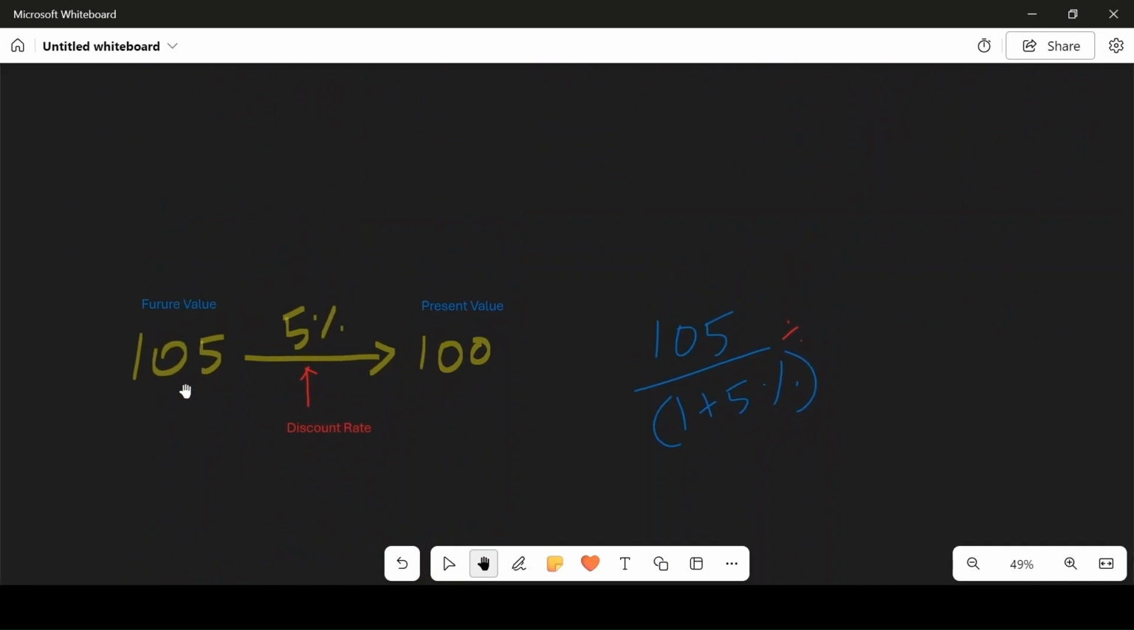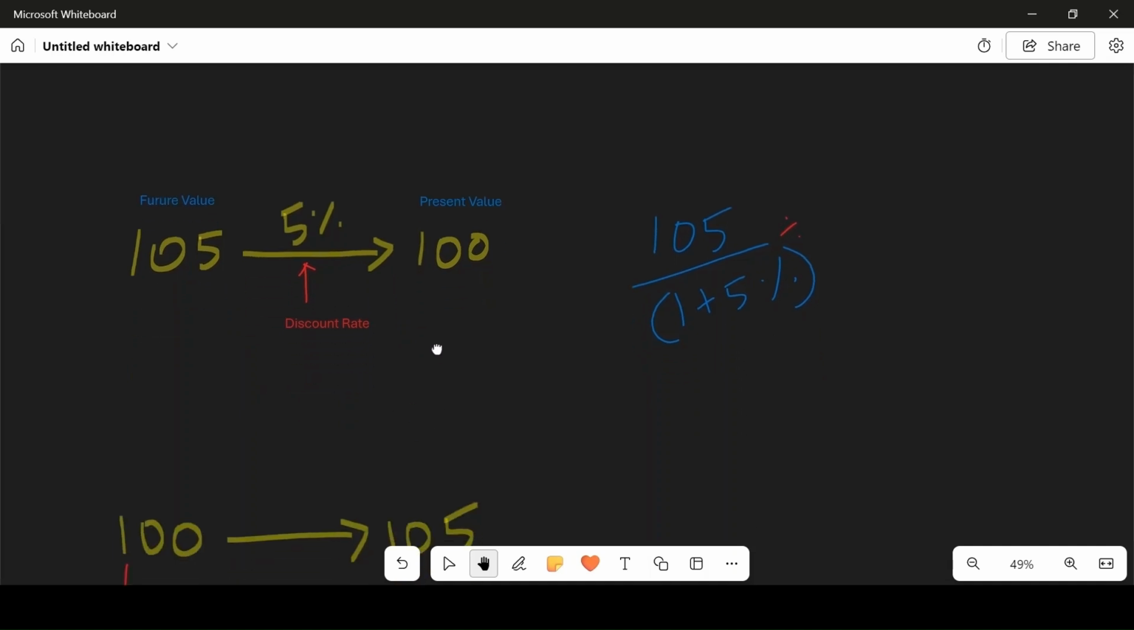Here, you expect rupees 105 in 1 year. That will be the future value. And you want to find its present value. So, you use a discount rate of 5% to calculate the present value, which is 100. How will you do that with the calculation? 105 divided by 1.05. Here it is interpreted as discount rate. We will check another example.